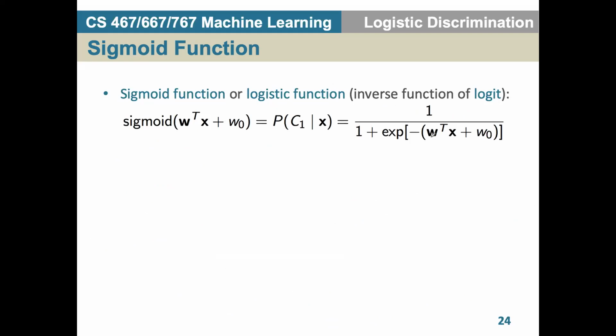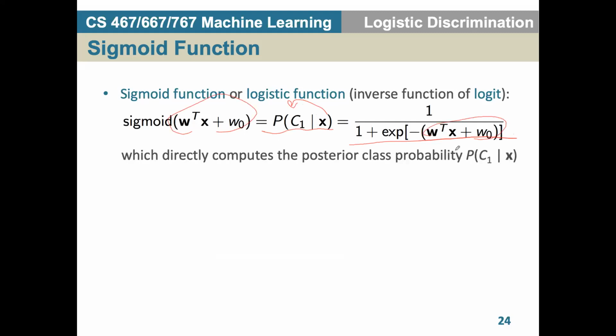This conclusion basically says that the posterior probability that you belong to the positive class is given by a sigmoid function, but this term A is equal to this. This is a linear term, so this directly computes the posterior.